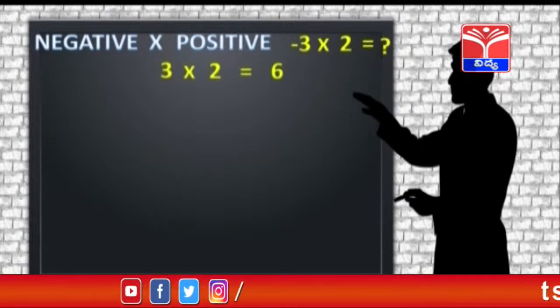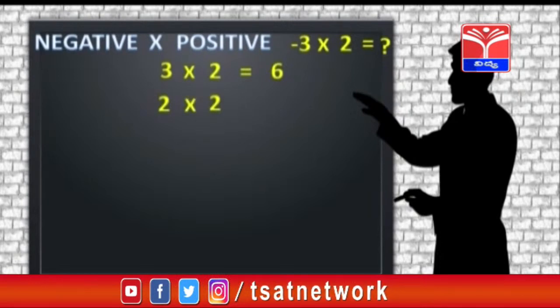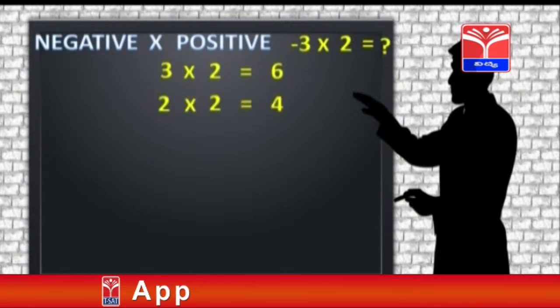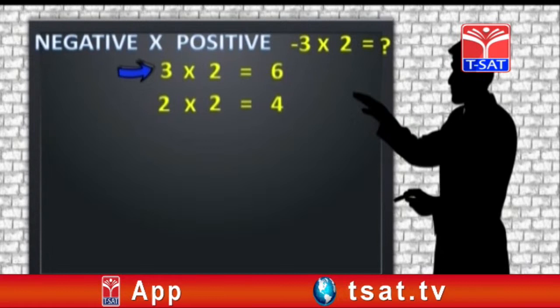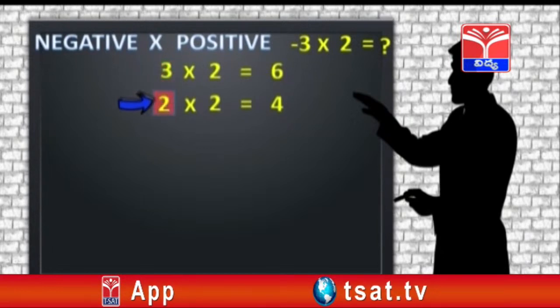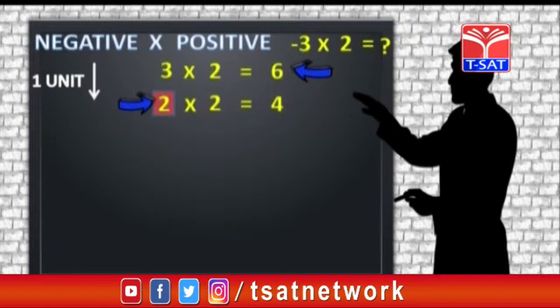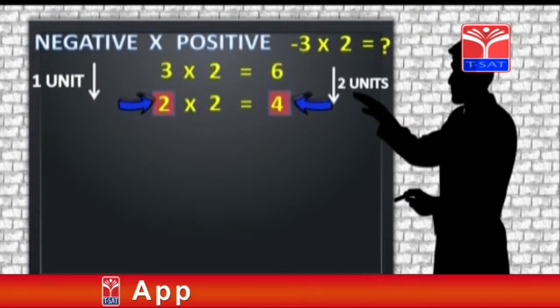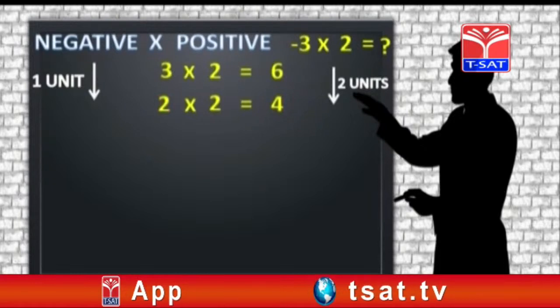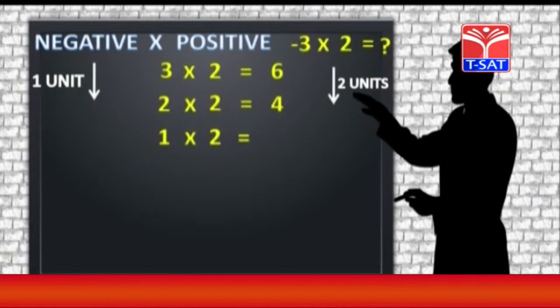Now what I am writing here? 3 into 2 equal to 6. Next 2 into 2 equals to 4. Here on the left side the value decreased by 1 unit. 3 to 2, the value decreased by 1 unit. Thus in the answer the value decreased by 2 units. And next we continue this product. 2 into 2 equal to 4 after, 1 into 2 equal to 2.